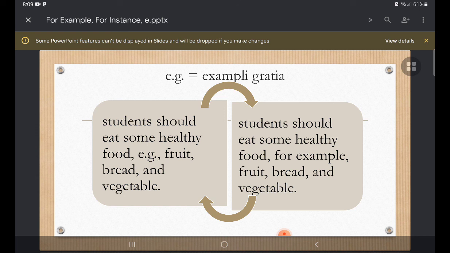And then this is the difference between "for example" and e.g. Students should eat some healthy food, for example, fruit, bread, and vegetables. So you just choose the style that you want and make it suitable with the sentence you want to use. E.g. is an abbreviation of the Latin phrase, like I said before, exempli gratia. We usually find it in articles, journals, and also literacy books. It has the same meaning as "for example" and "for instance".